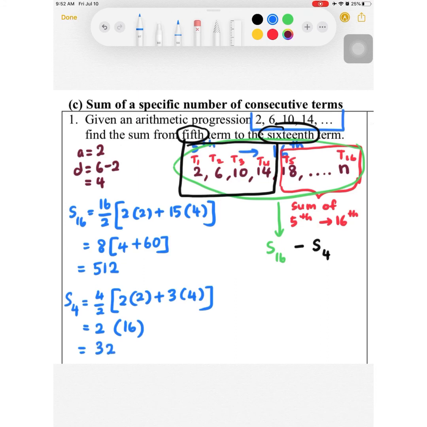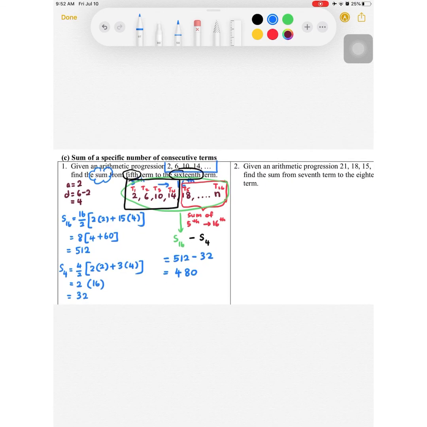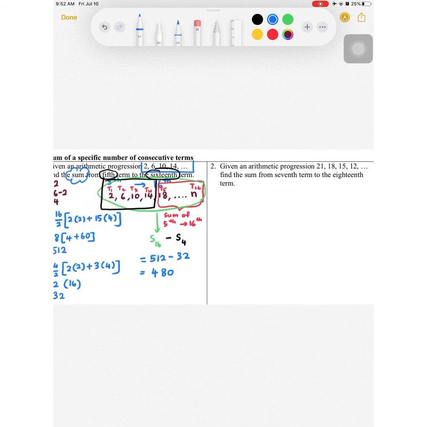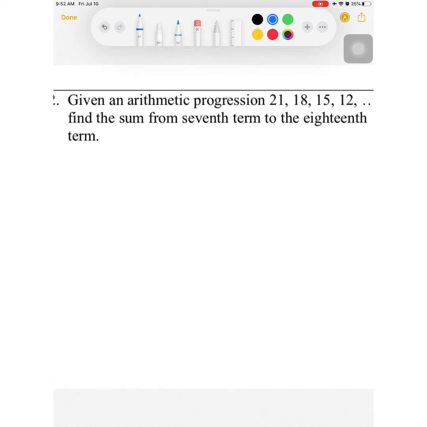So to find the sum from the 5th term to the 16th term is S16 minus S4, which is 512 minus 32. Then you'll get 480. So that's how you solve questions regarding the sum of a number of consecutive terms. Now let's try question number 2, same as the first question that we did.